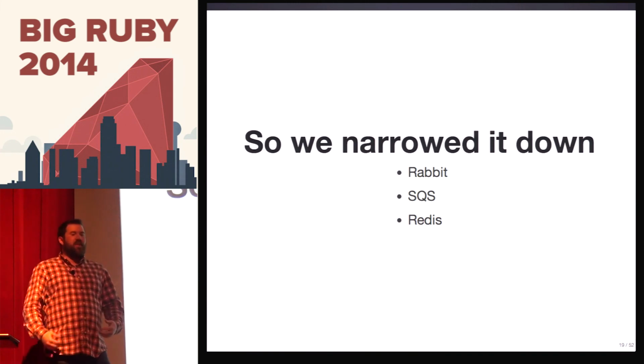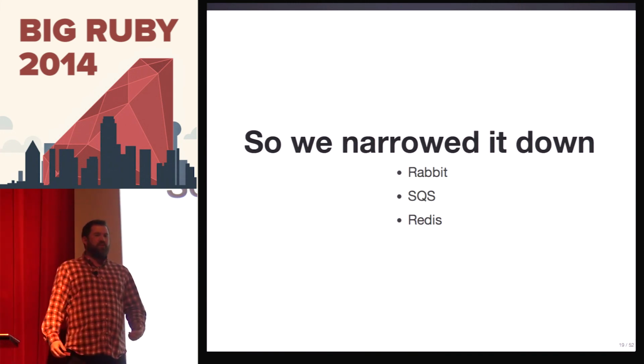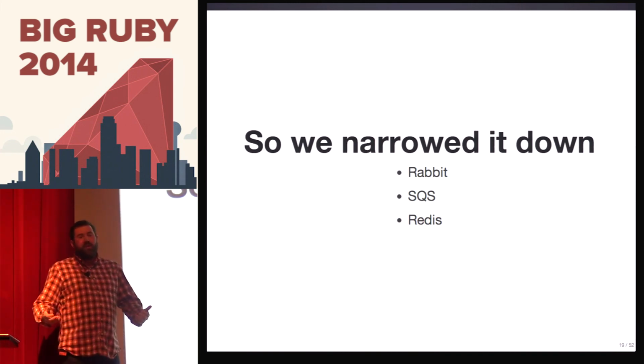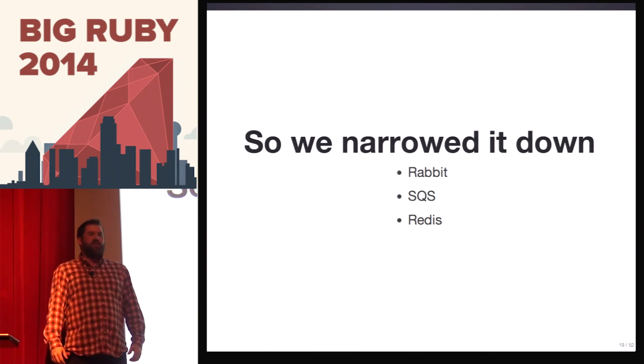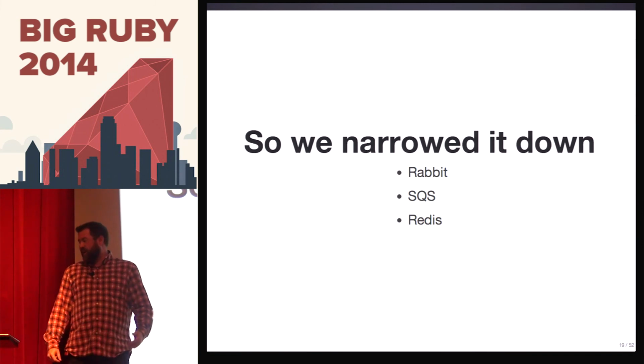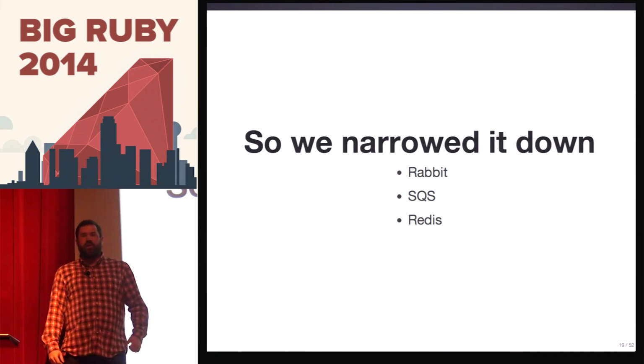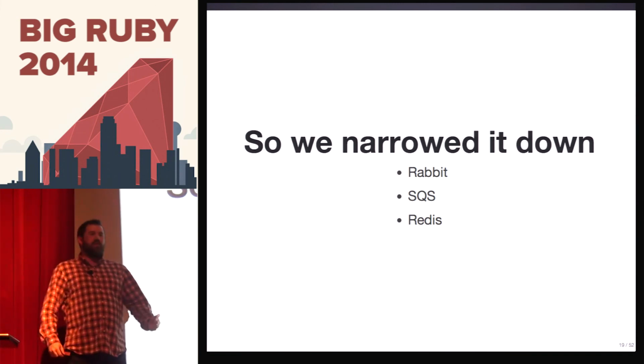So for us, we narrowed that list down to 3 choices. These are based on both the criteria above and then, truthfully, like anyone else, things we were familiar with internally, things we had experience with and knew what to do with. That list was right there: RabbitMQ, SQS, and Redis.